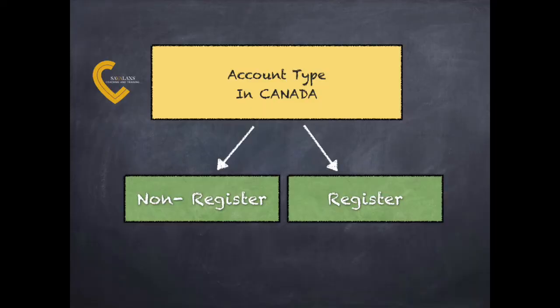So now there are two big types of account: the non-registered account and the registered account. This is just, as you see, the container to contain your money. And you are the one who is going to be putting the money in. And for some of the accounts in the registered category, the government will also help you put money in.